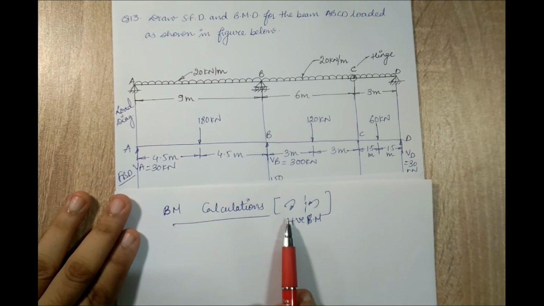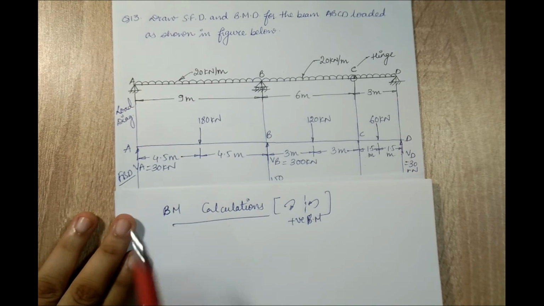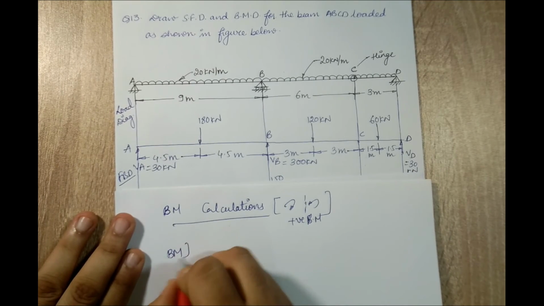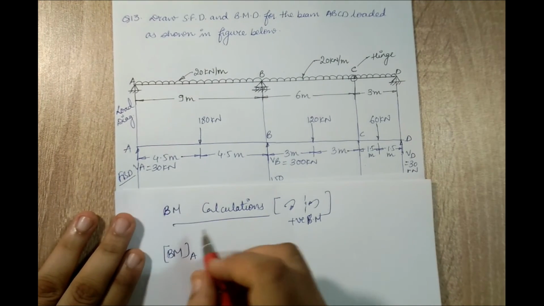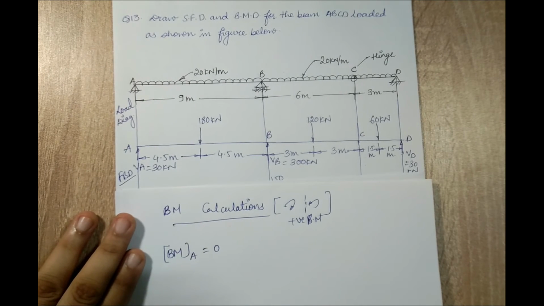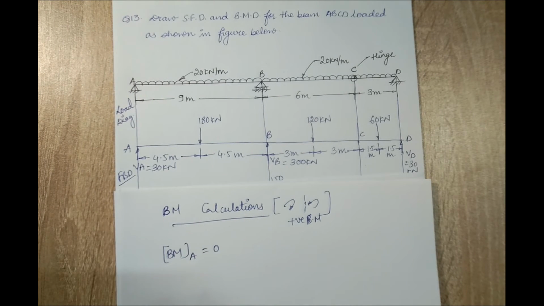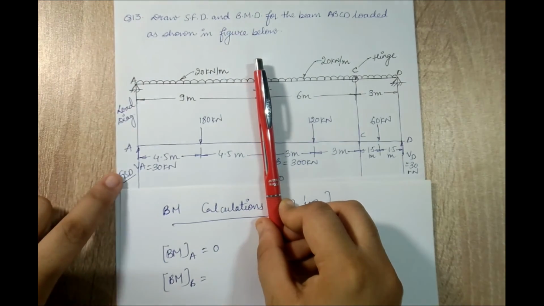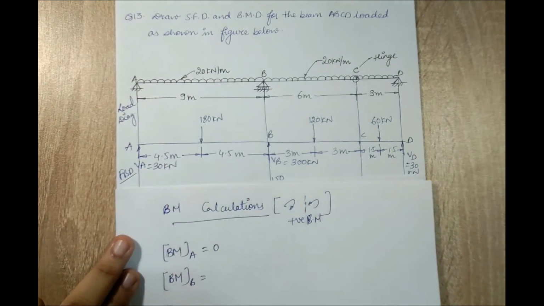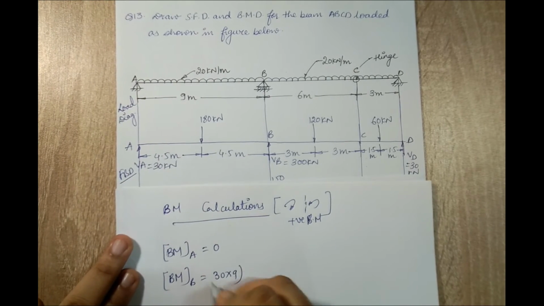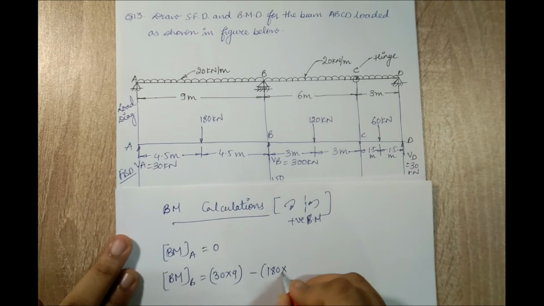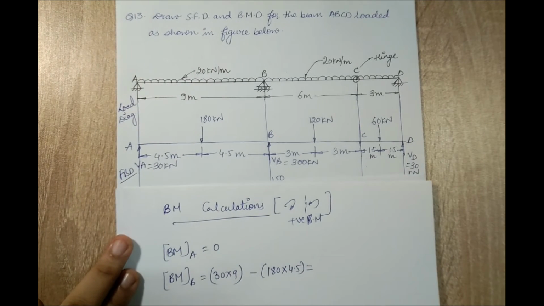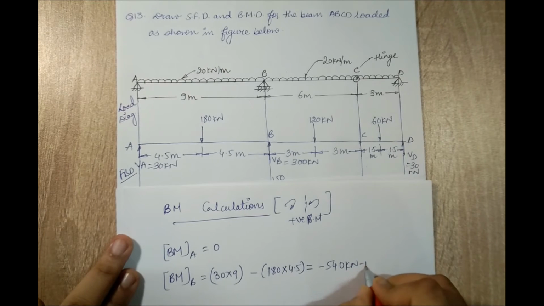To the left of the section, if I see any moment going clockwise, I'll say it is positive bending moment. I'll start with the point A. There is no moment at A, so I'll calculate the bending moment only once over there. The bending moment at A will be 0. Next, I'll go to the point B. Again, there is no moment at point B, so I'll calculate only once. When I stand at B and I look to the left, I can see VA turning clockwise and 180 turning anti-clockwise. So I'll have 30 into 9 minus 180 into 4.5. I'll get the answer as minus 540 kilonewton meter.